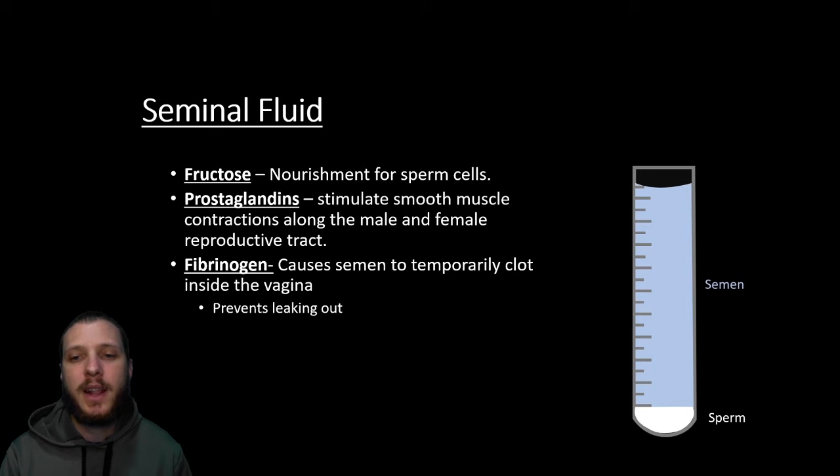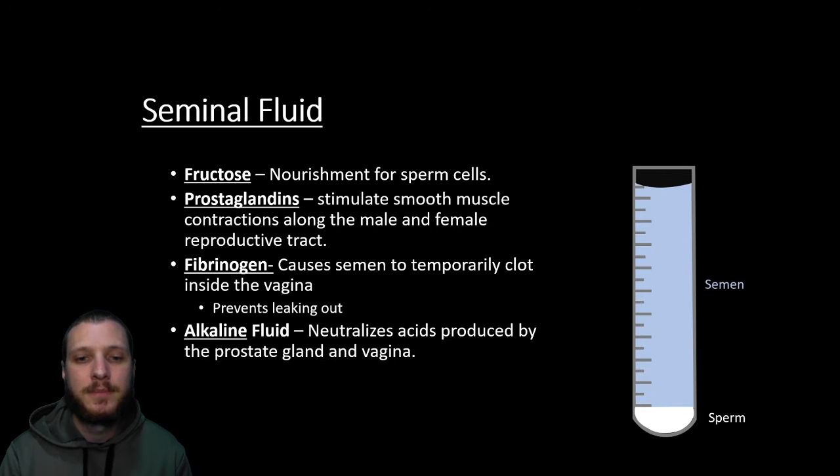Fibrinogen is going to be something that helps temporarily clot things in the body. So in this case, we want to create a clot of semen once it's inside the vagina. And this is what's going to help prevent it from leaking back out. That's the last thing you want to do. You want to keep that sperm inside the female reproductive system so that it increases the probability of meeting up with that egg cell. If it just leaked back out, it would never happen.